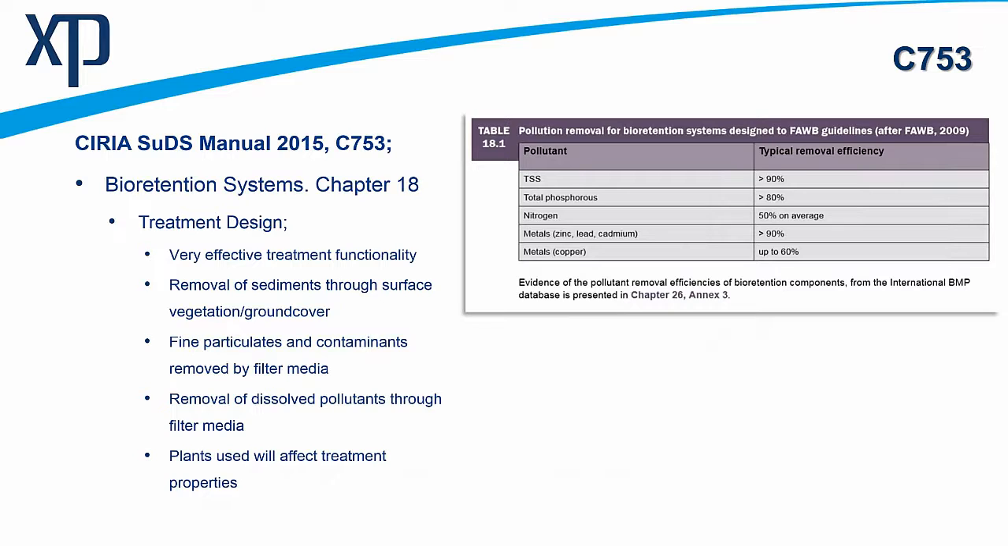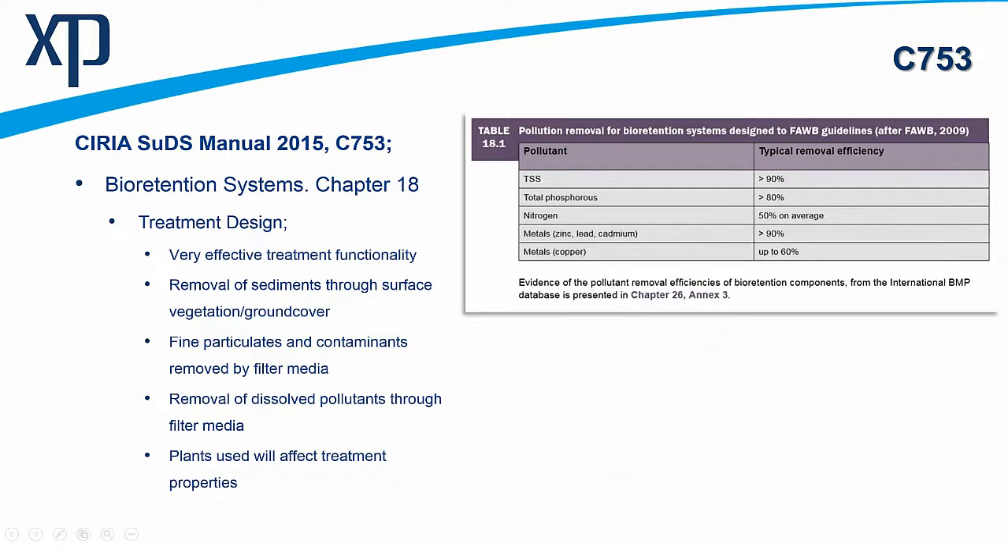As I say, apart from very high risk areas, they're great at removing sediments on the surface through the vegetation and the ground cover. Those finer particulates and the contaminants will then be removed by the filter media down below. You can also remove some of the dissolved pollutants through that filter media as well. So there are added water quality benefits over and above what we've normally used in terms of ponds and swales typically. And the plants that are used will definitely affect the level of the treatment provided.